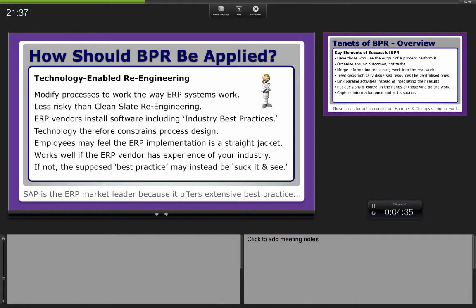It's true that employees will see ERP implementations as imposing a straitjacket on the way they work, but there needs to be patience to see these best practices and give them time to work and to see how they'll work.